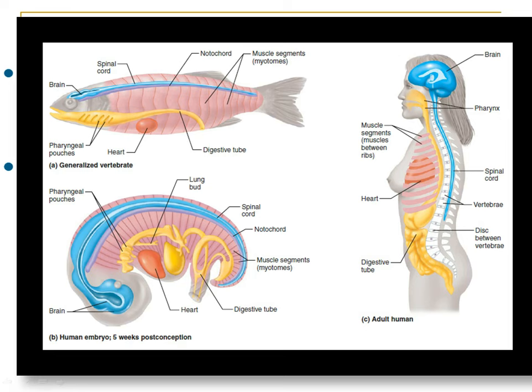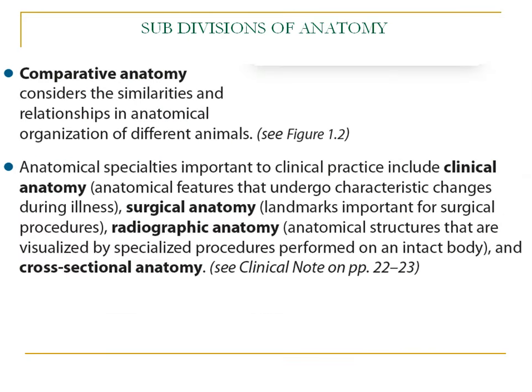So you see the primitive topography of the other animals or the primitive animals and the adult human carry a similarity, and this similarity between the primates and the human being is studied in comparative anatomy.